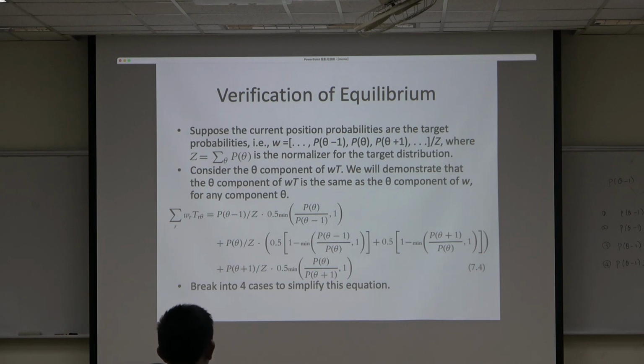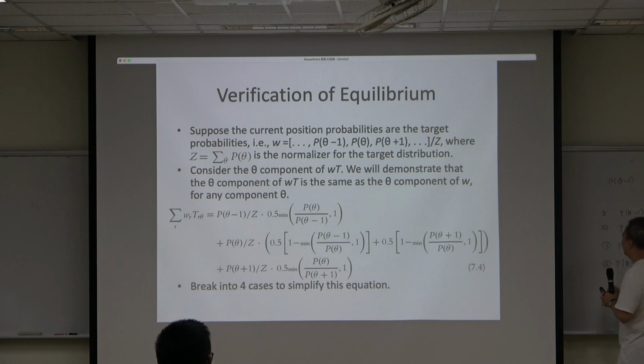So these are the four cases that we want to discuss. For case 2 and case 4, if you want to get a total order, if you want to know the relationship between P of theta minus 1 and P of theta plus 1, then you can branch each of them into another two cases. But since in our formula we don't need that, we are satisfied with these four cases.